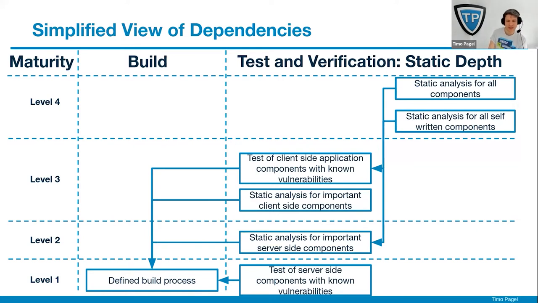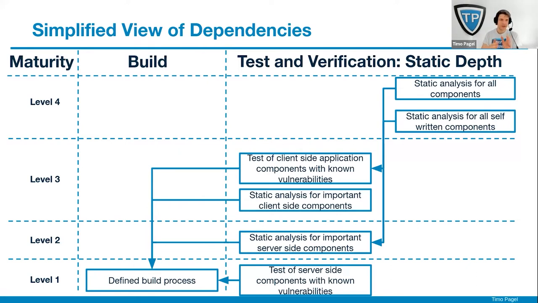Defined build process here means, for example, that you have it in code. It doesn't need to be documented in a Word document or a wiki page. It just needs to be defined so that you can reproduce it. And mostly you will do this in code in your build server, for example, in a Jenkinsfile, or you can also do it, for example, in GitHub Actions and so on.